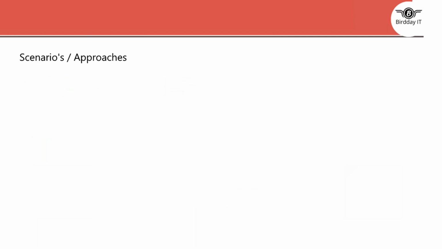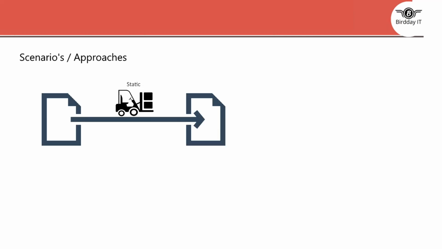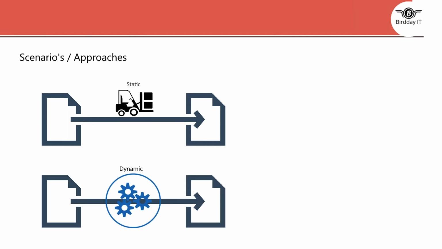If you want to migrate lists and libraries or the containing contents to SharePoint Online, you can choose between two rather different approaches or scenarios. The first, which I will explain, is the static scenario. And the second is the dynamic scenario.